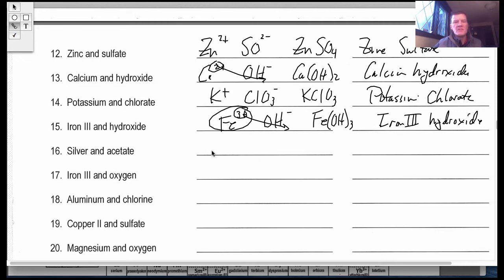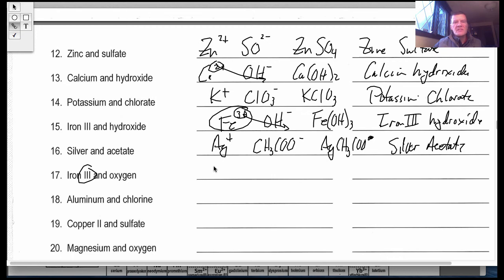Okay. Silver is a +1. Acetate is a -1, so you just need 1 of each of those. So no charge, no charge. It's neutral now. And this is silver acetate.